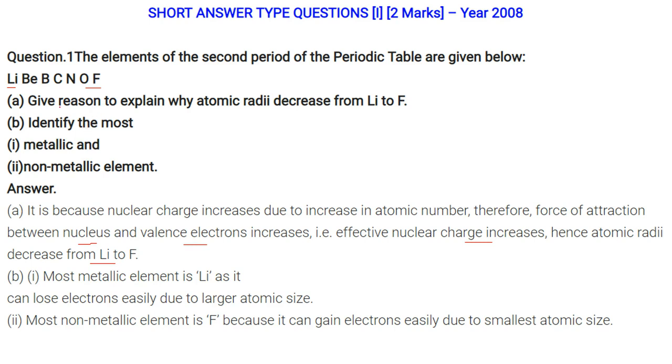Next is, give reasons to explain why atomic radii decreases. This we have already done. Identify the most metallic and non-metallic. Most non-metallic is fluorine. Why? Fluorine needs an electron to complete its octet. That means it will gain an electron easily due to its smallest atomic size. Most metallic is lithium. How? Because it can lose an electron due to its large atomic size. Metallic elements generally lose electrons, non-metallic elements generally gain electrons.